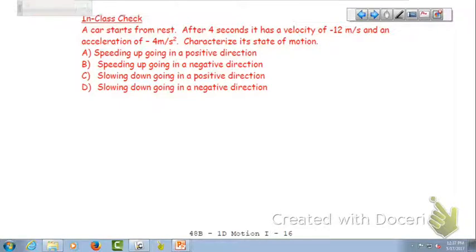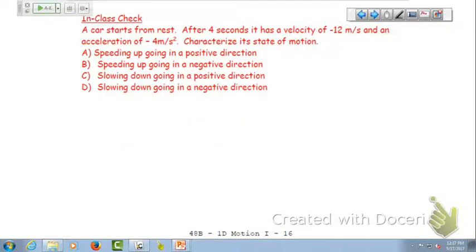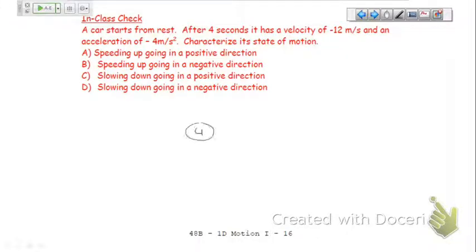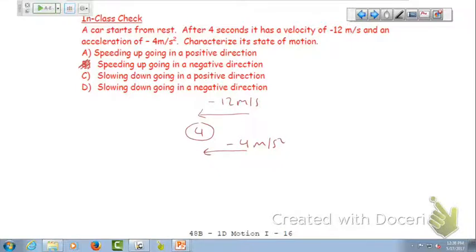Okay, so let's stop that and have a quick look. Most people are saying B. T equals 4 seconds, so there's my 4 seconds. Velocity is minus 12 meters per second and acceleration is minus 4 meters per second squared. So I am speeding up, but I'm going in a negative direction. So speeding up going in a negative direction should be B. And I think that's what most people said. Yeah, it's B. Okay, let's take a break.